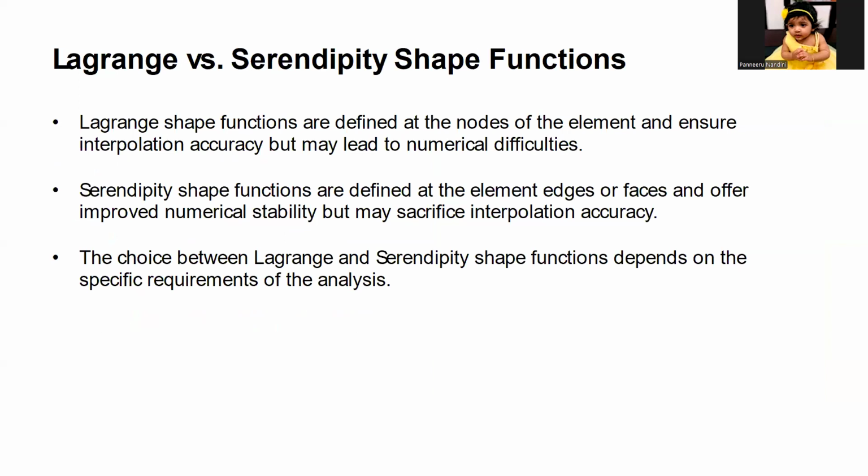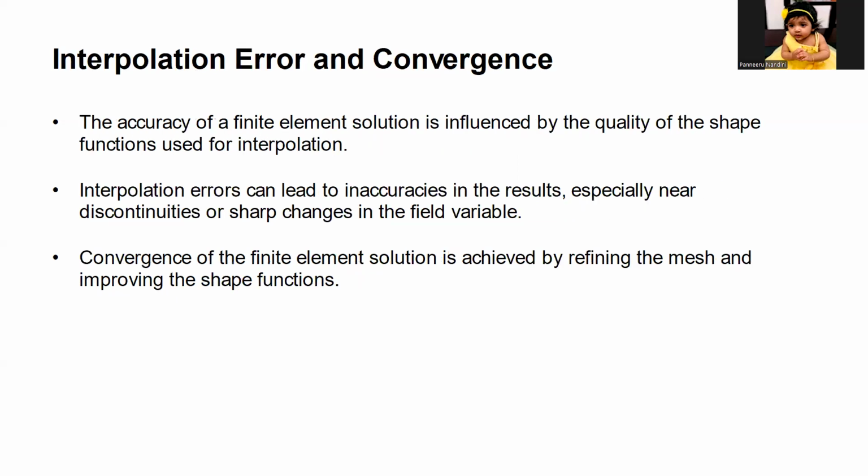Lagrange versus serendipity shape functions. Lagrange shape functions are defined at the nodes of the element and ensure interpolation accuracy but may lead to numerical difficulties. Serendipity shape functions are defined at the element edges or faces and offer improved numerical stability but may sacrifice interpolation accuracy.